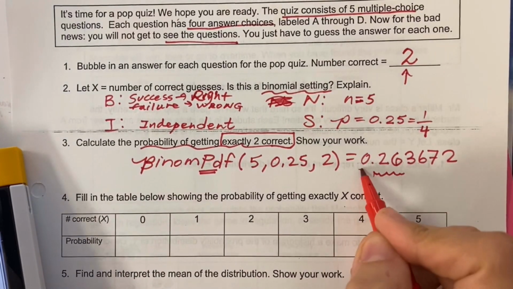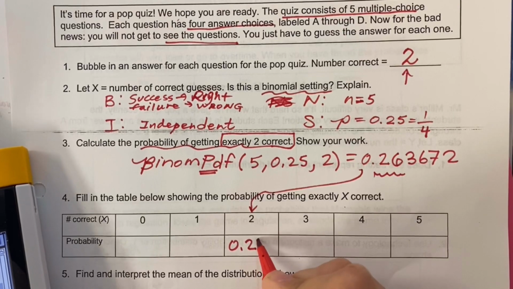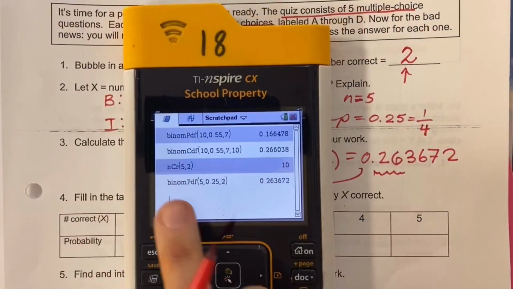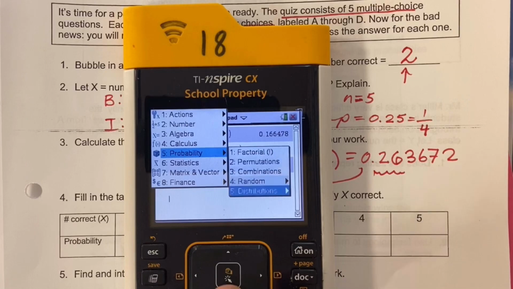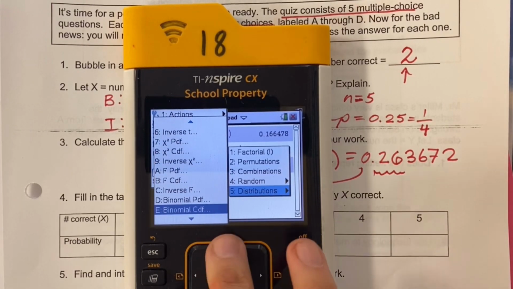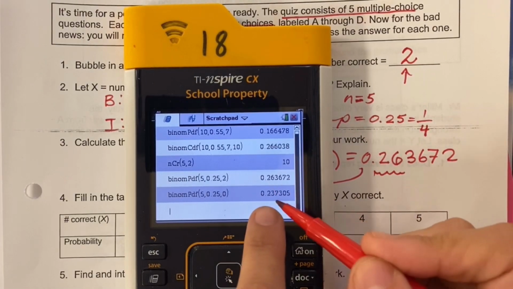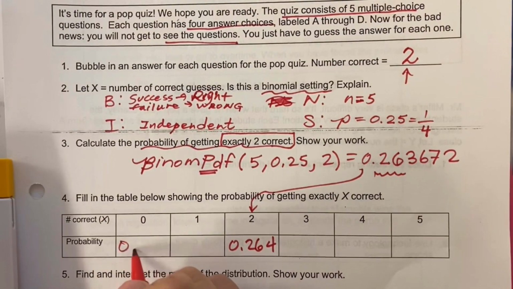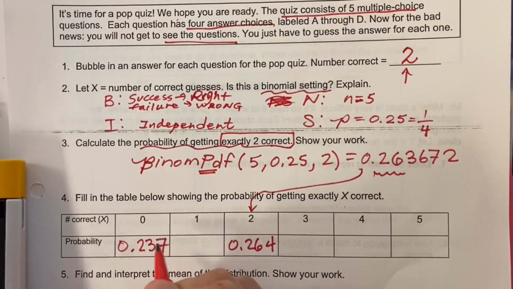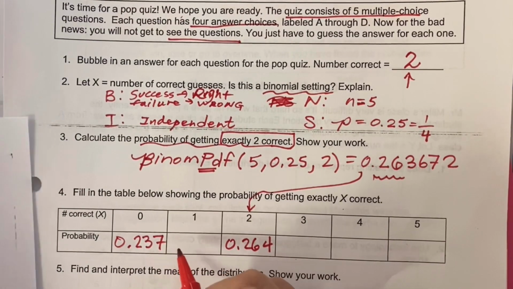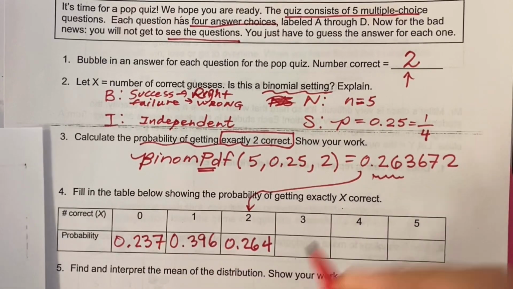So now I'm going to do the same thing, and I've already calculated this number here, so I'm going to speed this along. I'm going to do the same thing for the other numbers, and the only thing I change, when I go to menu, probability, distribution, binomial PDF, is my X values. Same thing, 5 tries, 25% chance of guessing right. But what if I got none right? Two kids in my eighth period got none right at all. That's pretty close to equally as likely. We had a chance of 0.237 of getting absolutely none correct by purely guessing. Let's fill in the rest of the table using the same method.